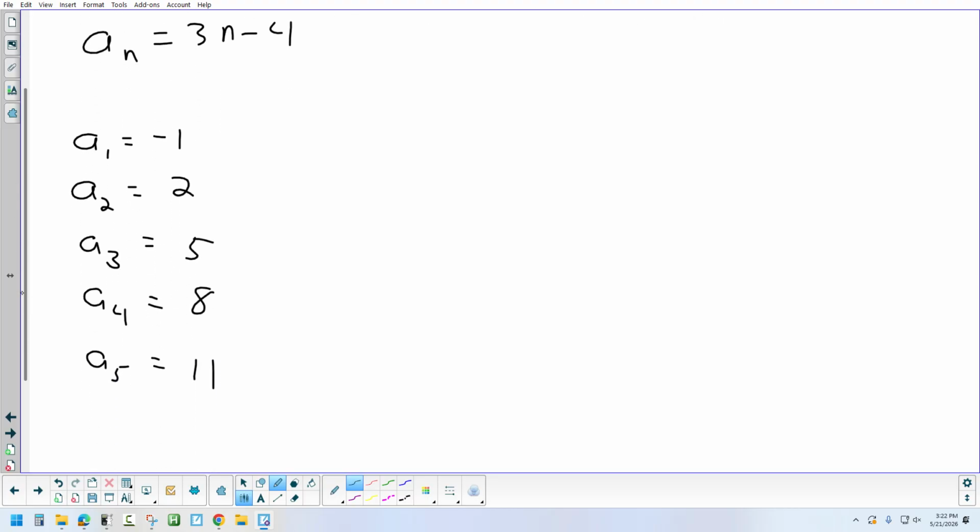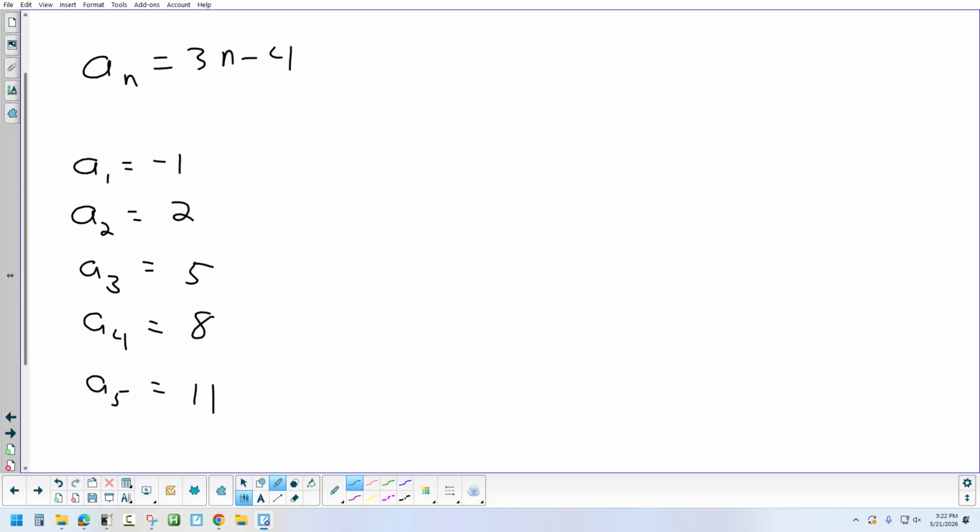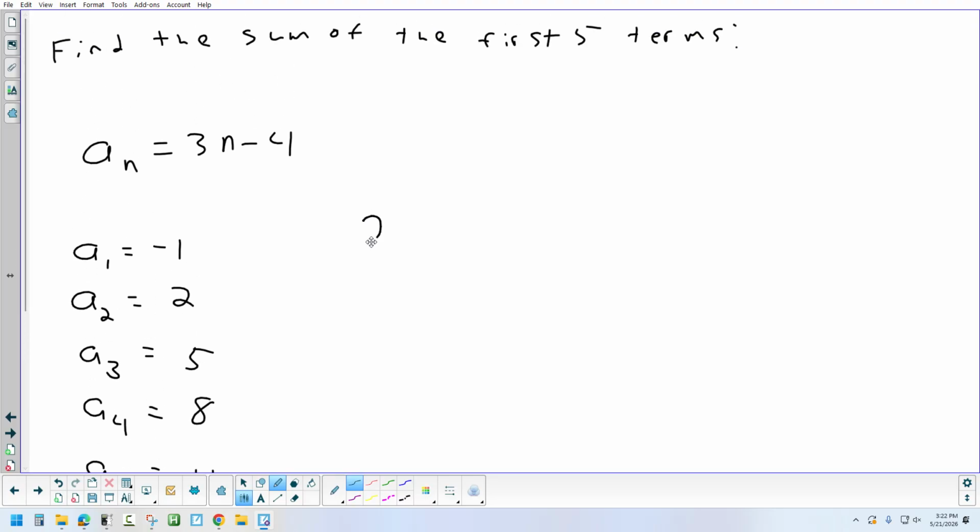We're not going to use any fancy formula, we're just going to add them all up. So negative 1 plus 2, it's going to give us 1. 1 plus 5 gives us 6. 6 plus 8 gives us 14. And then 14 plus 11 gives us 25. So that's finding the sum of terms in a finite sequence.